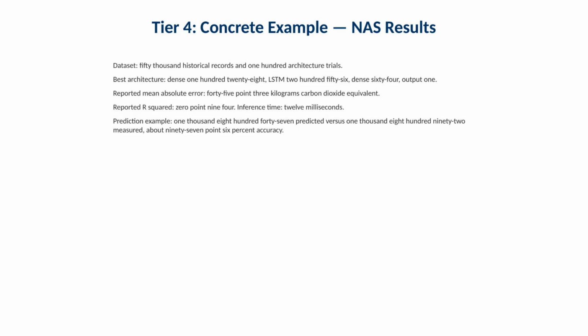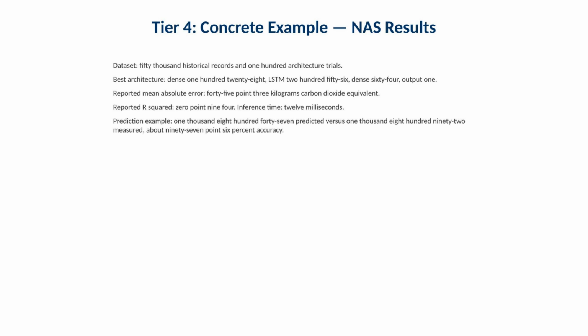The best architecture reported is 4 layers: a dense layer with 128 units, then a long short-term memory layer with 256 units, then a dense layer with 64 units, and finally a single output layer. Reported mean absolute error is 45.3 kilograms of carbon dioxide equivalent. The R-squared score is 0.94, and inference time is 12 milliseconds.